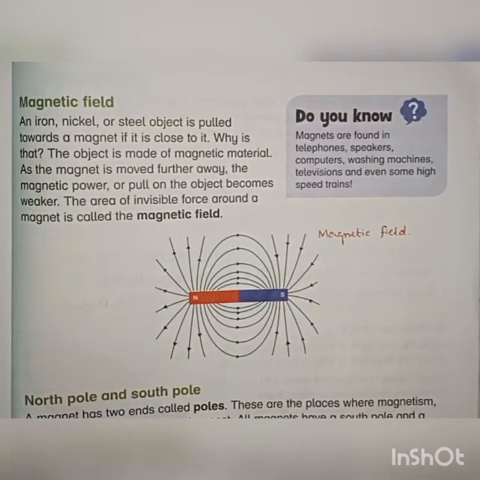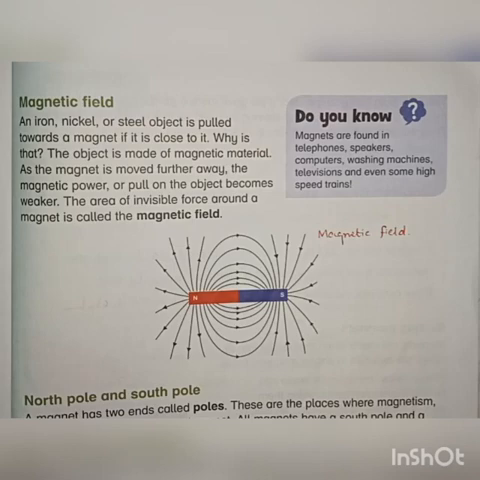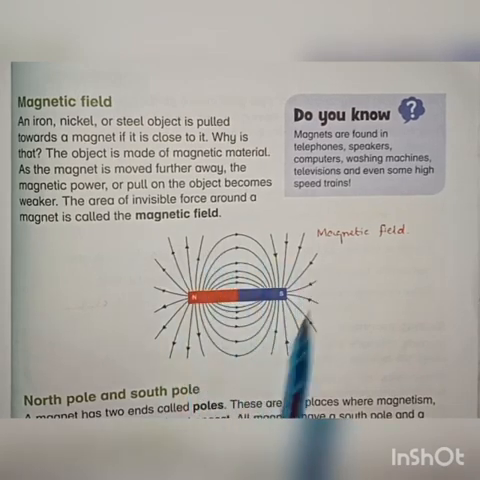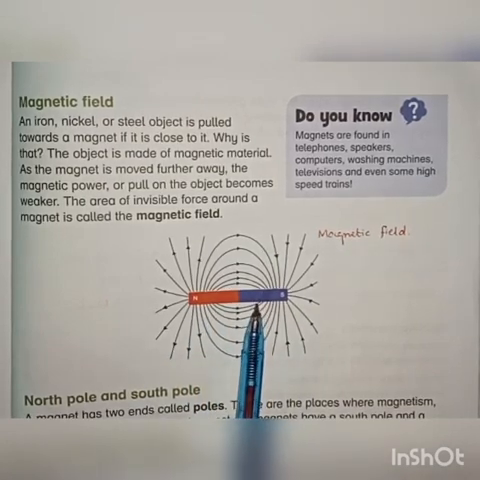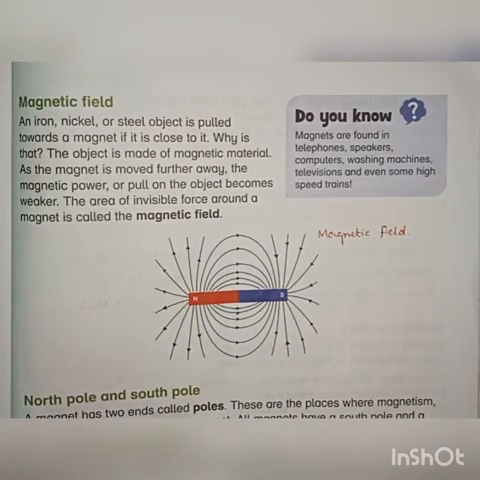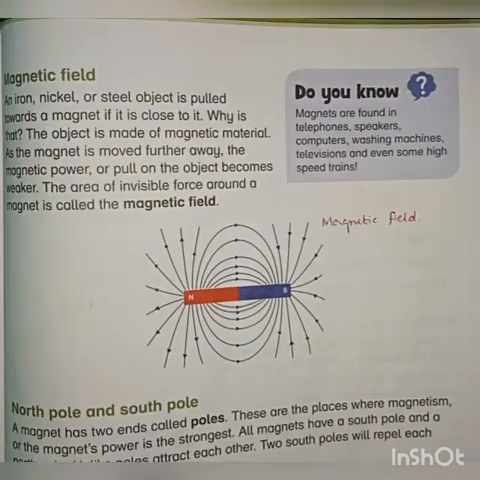Let's start the explanation. What is a magnetic field? Basically, a magnetic field is the area around a magnet in which there is a magnetic force. This is an area around a magnet where there is a magnetic force or magnetic power. If any object or material is near to the magnet, the magnetic power or pull on the object is stronger. And if the object is moved further away, the magnetic power or pull on the object becomes weaker.